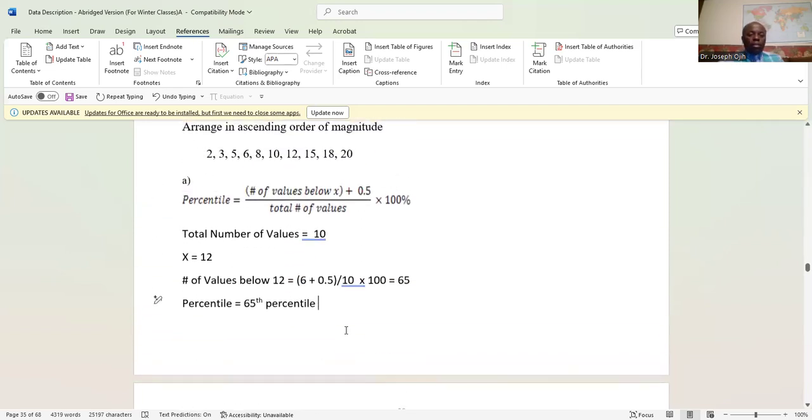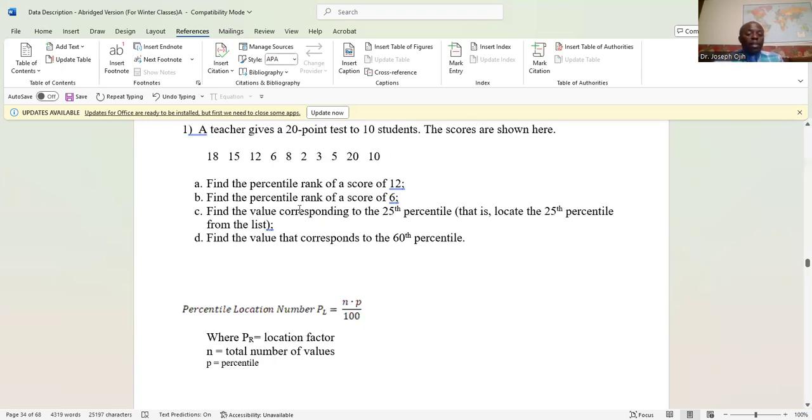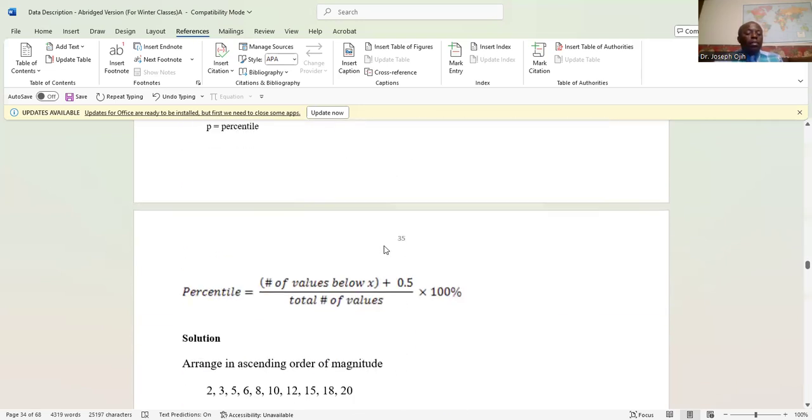Any question on this? Yeah? No question. Okay, good. Excellent. Now, the second question, part B, says find the percentile rank of the score of 6.